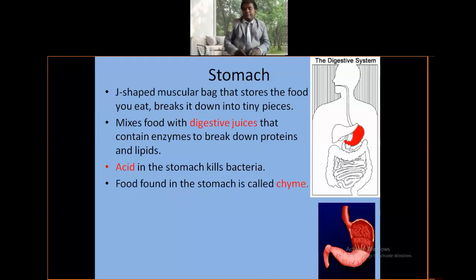See, so many muscular parts are there. Here one sphincter is called the LES, the lower oesophageal sphincter. This is the pyloric sphincter. This stomach is a bag-like structure, this is the duodenum, and in the stomach the food is called chyme.